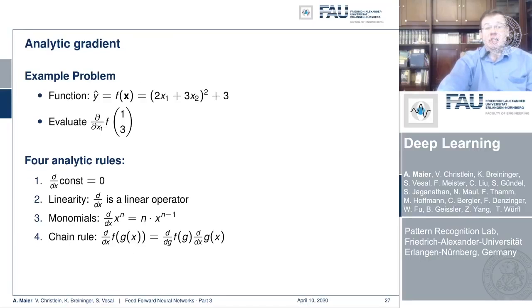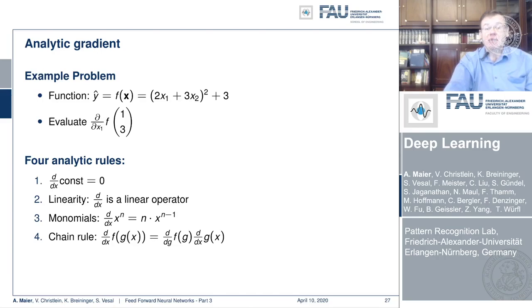Now the analytic gradient we can derive by using a set of analytic differentiation rules. So the first rule is that the derivative of a constant is going to be 0. Then our operator is a linear operator, which means we can rearrange it if we have, for example, sums of different components. Then we also know the derivatives of monomials. If you have some x to the power of n, then the derivative is going to be n times x to the power of n minus 1.